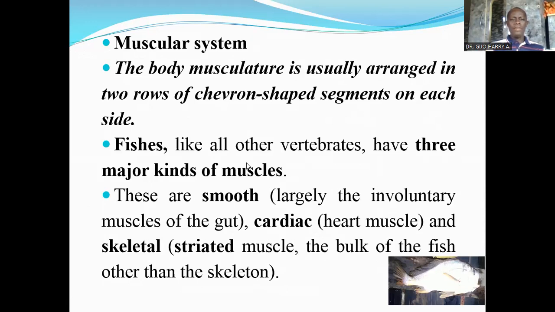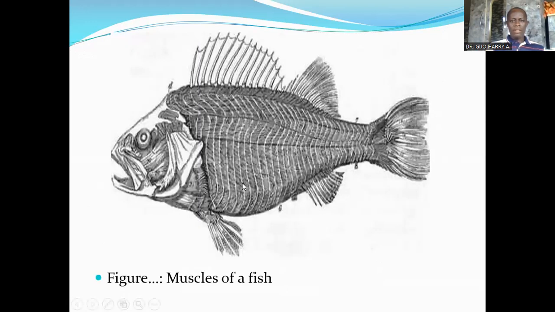Now here is a figure that's showing the skeletal muscles of the fish. These are the skeletal muscles of the fish. The smooth muscles are inside, they are in the digestive tract. The cardiac muscles are in the heart, the ones that make up the heart.